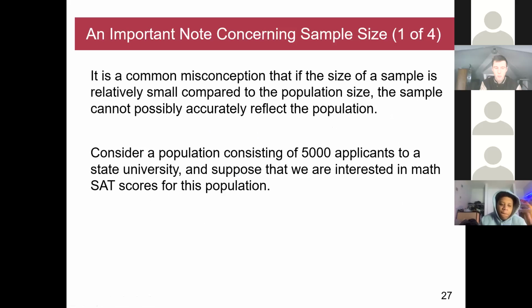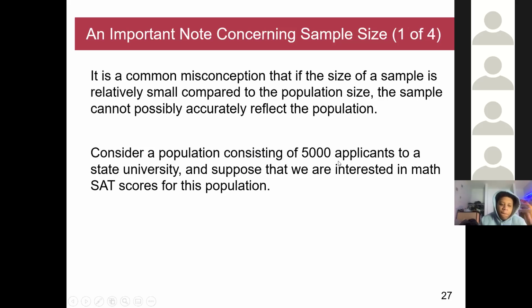Okay, and this is something that was noted, I think, in the previous section: if we increase the size of the sample, or even if it's small relative to the population, the sample can reflect the population, right? And again, it's a common misconception that it can't. Now we know it can, because random sampling generates probabilities, and we can actually quantify the probability of an unrepresentative sample. So here's an example.